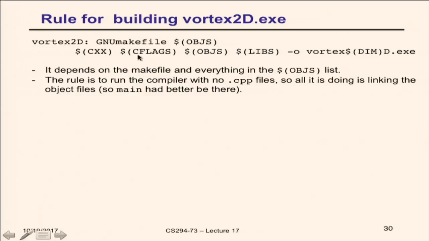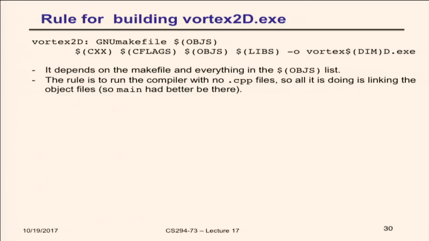Rule for building vortex2d.exe. So vortex2d has two dependencies, or two lexical strings for dependencies. One of them is GNUmakefile, so it depends on the Makefile. If I change that, I have to rebuild. And it depends on all the object files. Great. What's the recipe? It's compile, CFLAGS, object files, libraries, and send it to vortex2d.exe. DIM is equal to 2. So this depends on the Makefile and everything in the object file list.